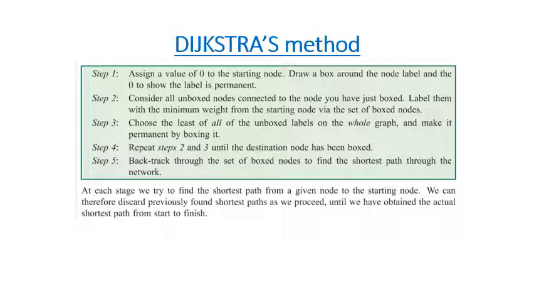All right. Once you've done that, you draw a box around it. Now you consider all the unboxed nodes, so basically all the other nodes that connect to the original 0 node. You label them with the minimum weight that it takes to get there from the starting node. Basically, you choose the least of all the unboxed labels on the whole thing, and then you make it permanent by boxing it. And you repeat these steps 2 and 3 until you get to where you need to go. And then you backtrack and work out the shortest possible route. We're going to do an example of this in a minute, so hopefully that'll give you a bit more of an idea of what's going on.